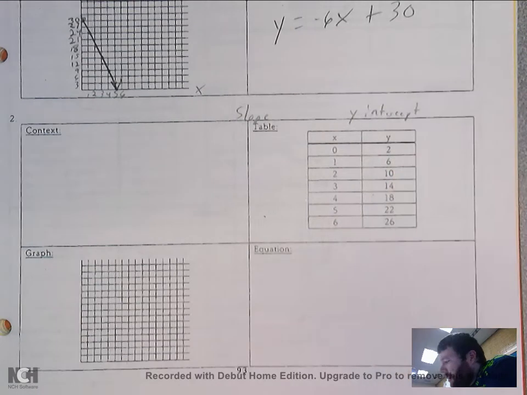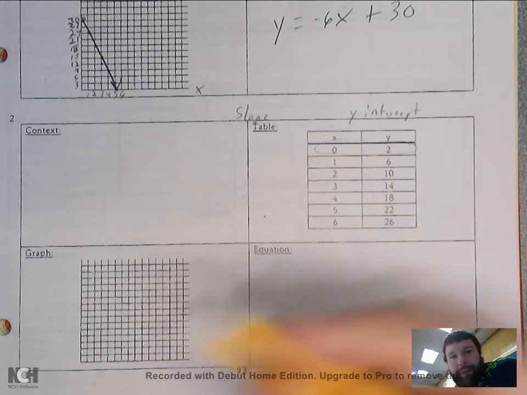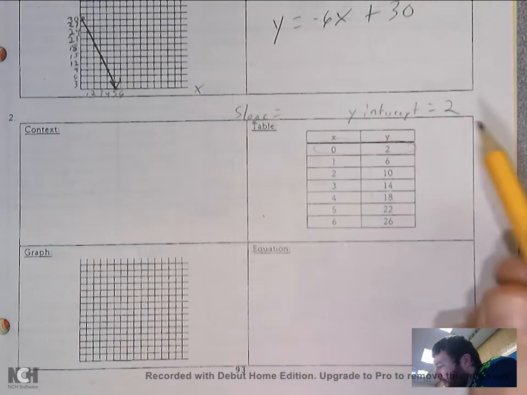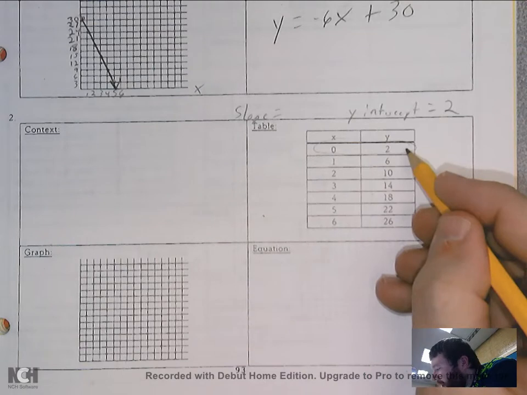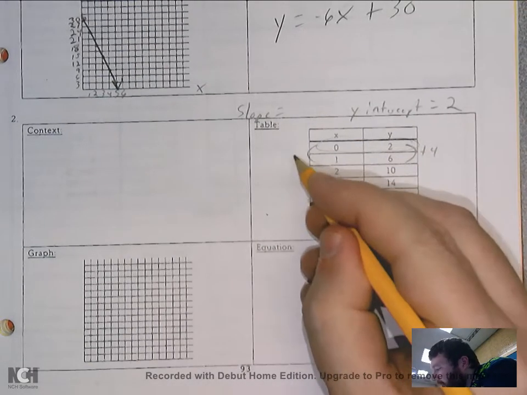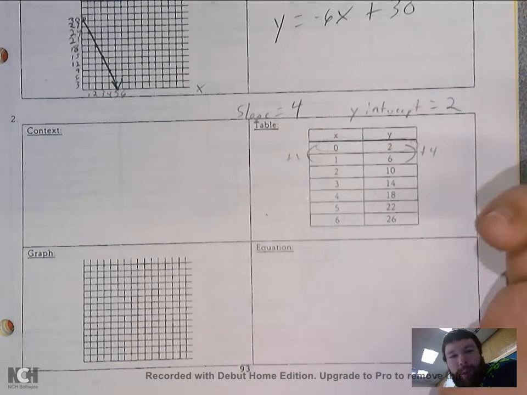The y-intercept is always whatever the y value is when x is 0. So that means that it would be 2, right? The slope is the change in y over the change in x. This is going up by 4 on the y and going up by 1 on the x. So the slope would be 4, or 4 over 1.